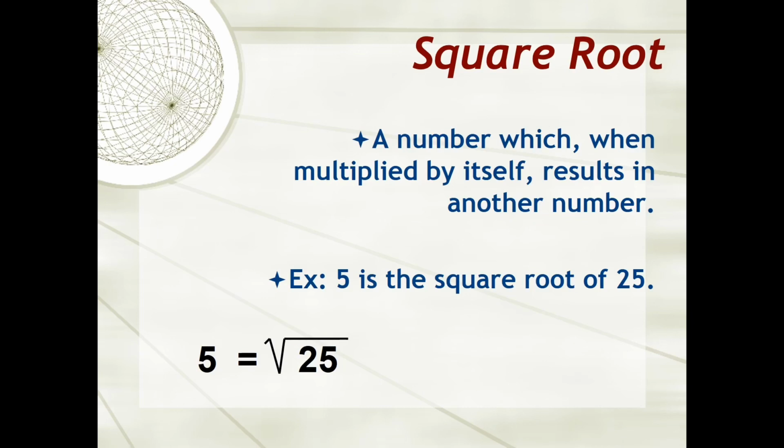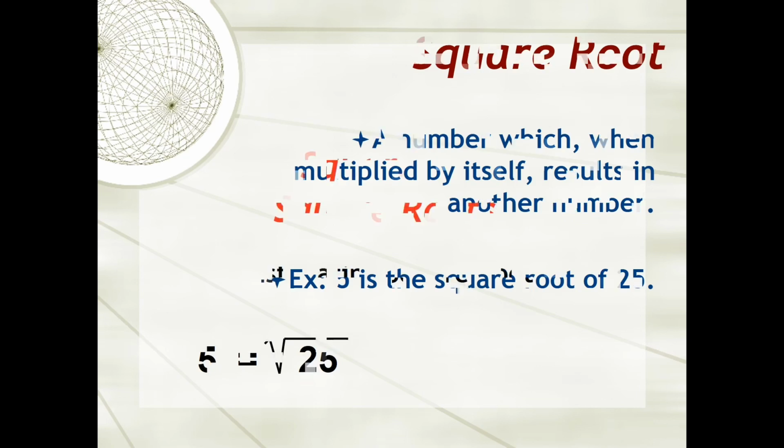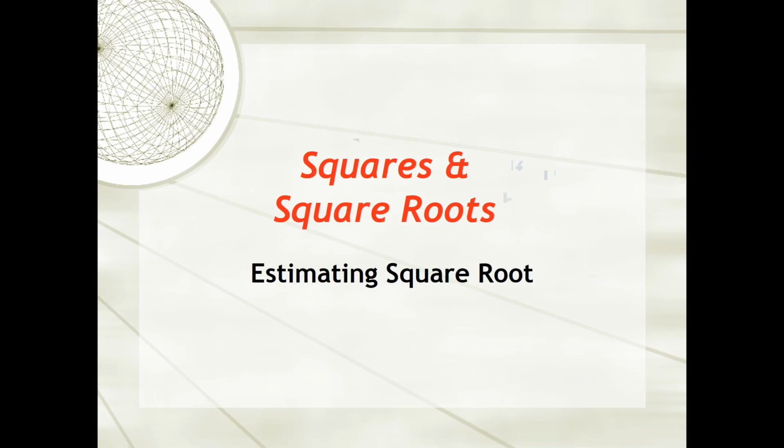We may have called it a radical. But in the case that the radical doesn't have a number on the outside, that means that it's only asking for the square root. Any number multiplied by itself that results in another number is a square root.